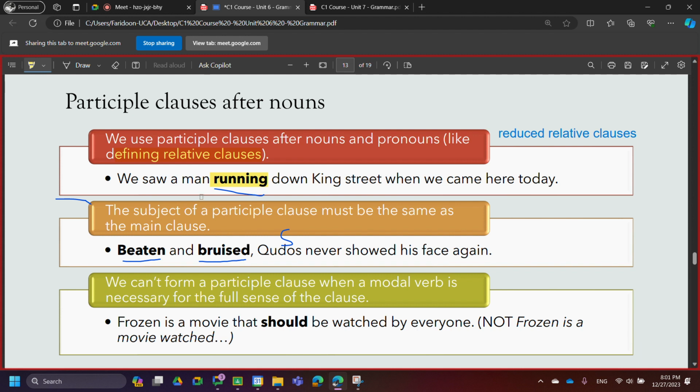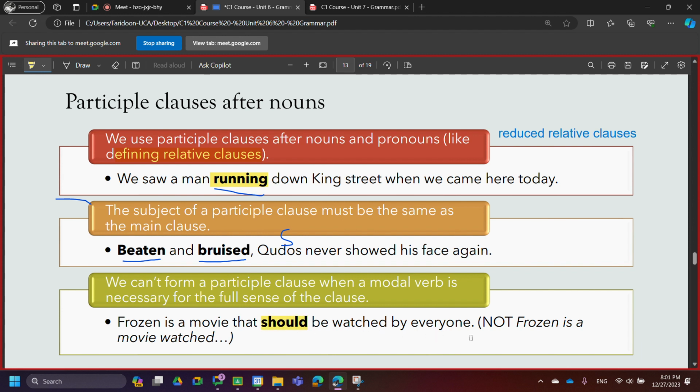For example, we saw a man who was running down King Street, but at that time we could change it. But when you have a modal verb involved for the actual meaning of the sentence, you cannot really change it. You cannot really use a participle clause. Okay, for example, Frozen is a movie that should be watched. Should be watched. Now, should is a modal verb.